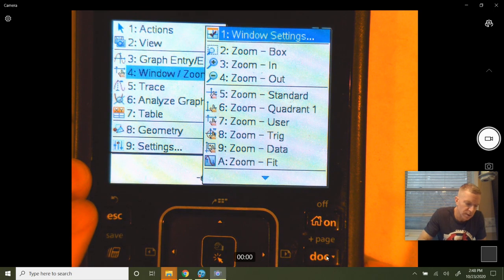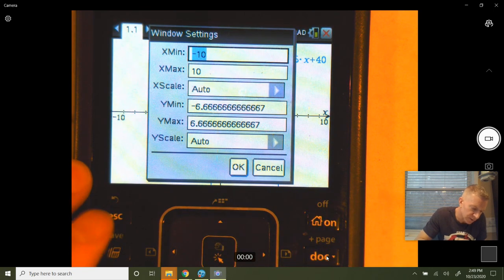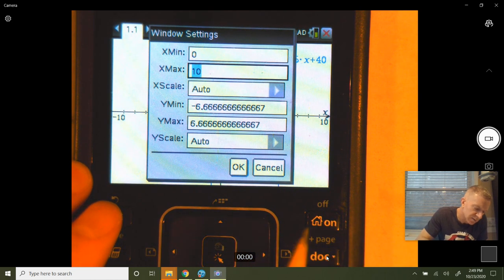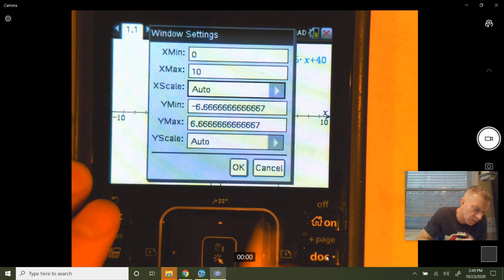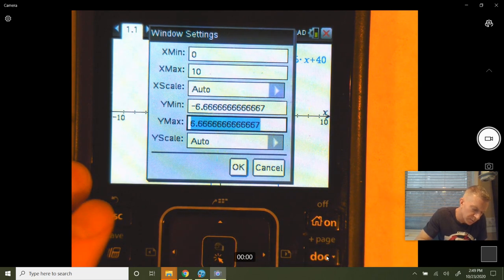And let's just do window settings. Okay, so our X, we don't need to see back there. Let's just go 0 to a maximum of 10 hours. That's fine. Our Y min, we can leave that one alone. But we want to know our score can go maybe up to 100. So let's put 110. We can see a little past there.